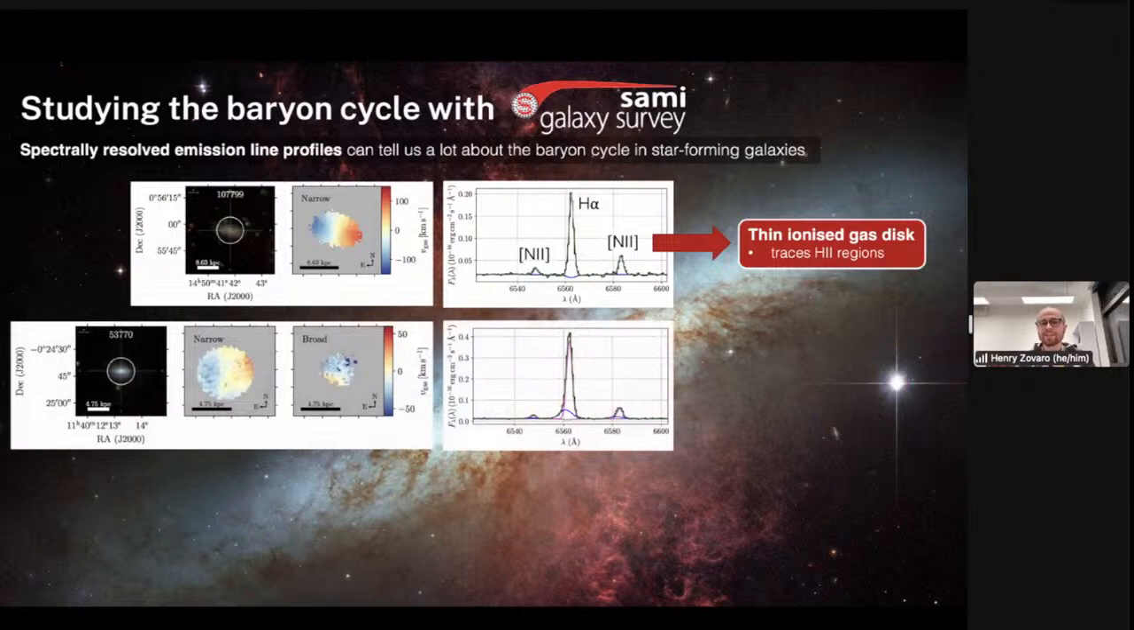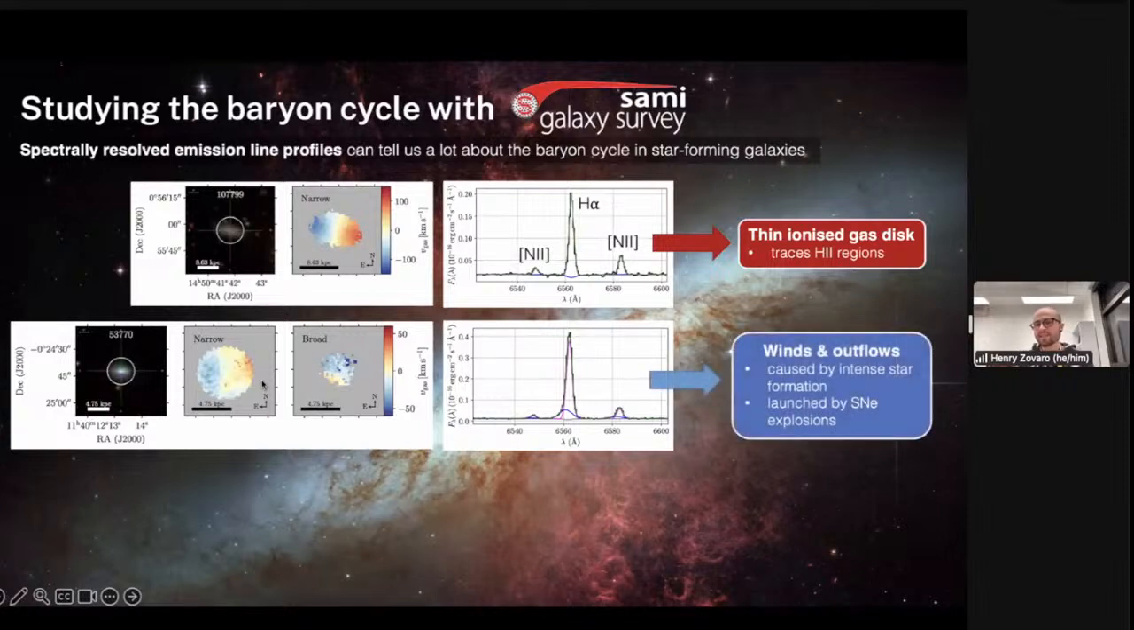However, in SAMI, we detect a fair number of galaxies that look a little something like this. In this case, the emission line profiles have this blue wing associated with them. And so the neural network has decided in this case to fit two emission line components. If we look at the kinematics of the broad component, we actually see that it differs quite a lot to that of the narrow component. In particular, it's blue shifted and it doesn't appear to exhibit rotation. What we're actually seeing in this case is a wind or an outflow. These are caused by intense star formation, and they're believed to be launched by stellar winds and supernova explosions.